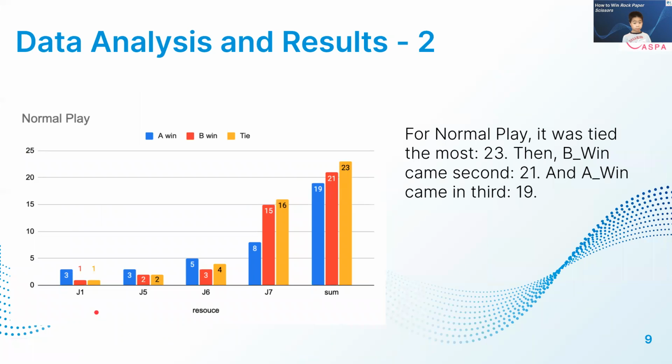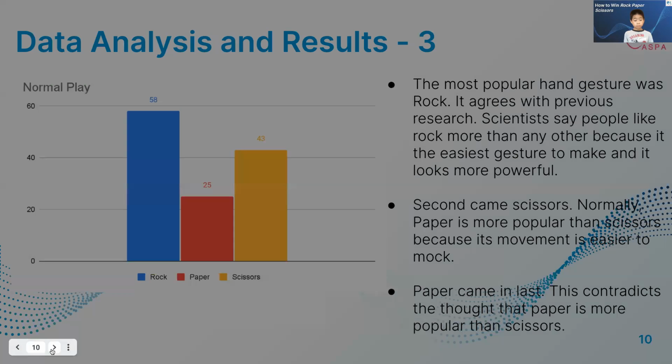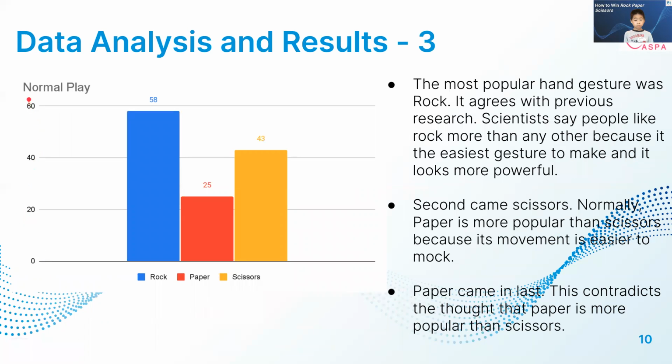And this is normal play. We added up all of their numbers and we got the total sum. The total sum of tying was 23, which is surprisingly a lot. And B win came in second at 21 and A win was 19.